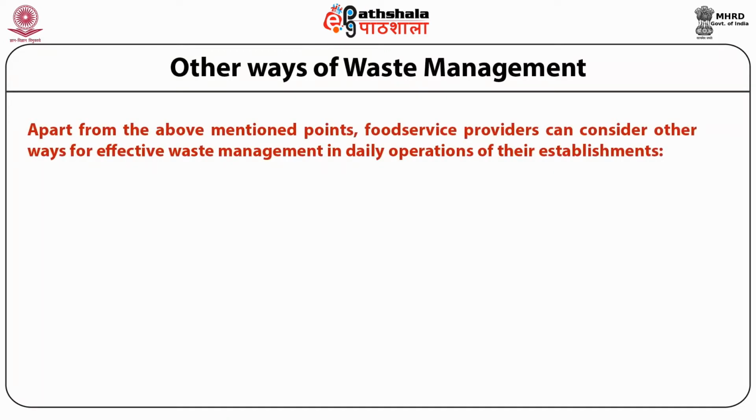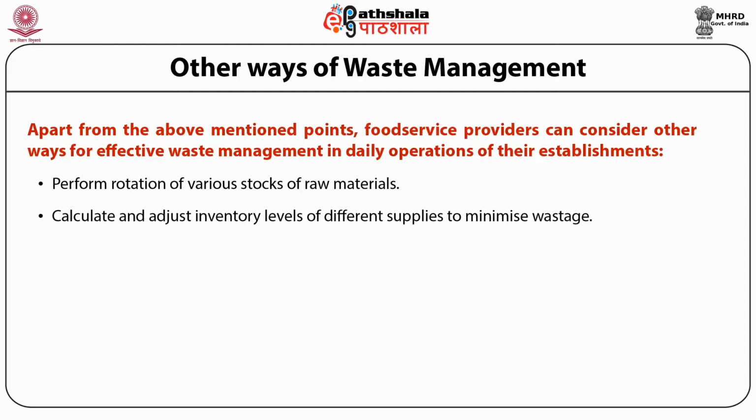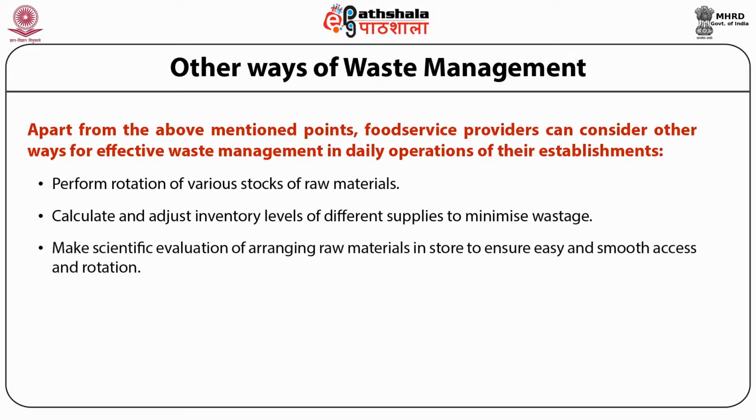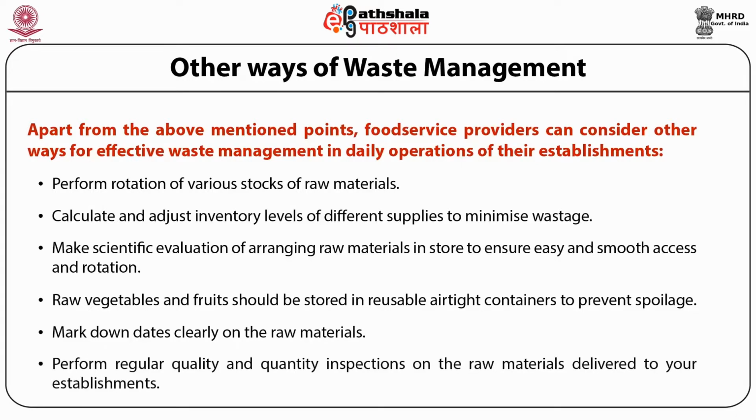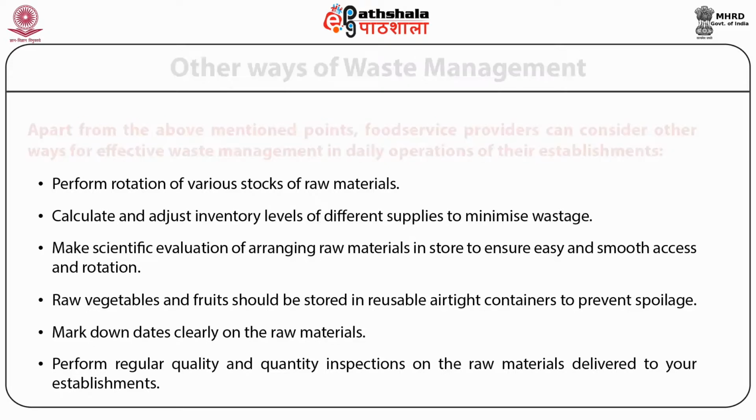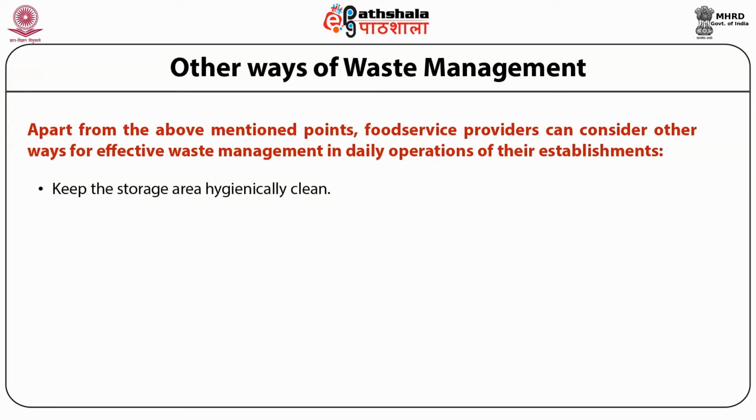Some other ways of waste management can be: perform rotation of various stocks of raw materials, calculate and adjust inventory levels of different supplies to minimize waste, make scientific evaluation of arranging raw materials in store to ensure easy and smooth access and rotation. Raw vegetables and fruits should be stored in reusable airtight containers to prevent spoilage. Mark the date clearly on the raw materials. Perform regular quality and quantity inspections on the raw materials delivered to your establishments. Keep the storage area hygienically clean.